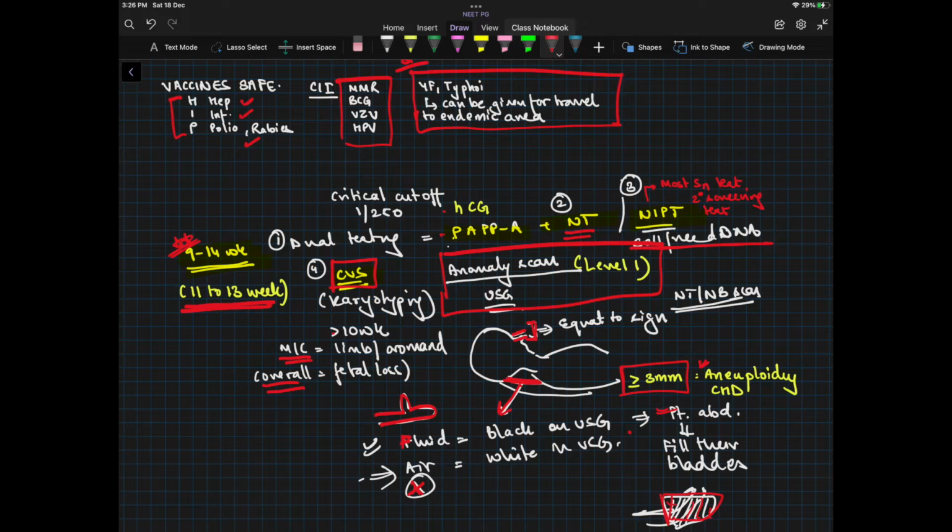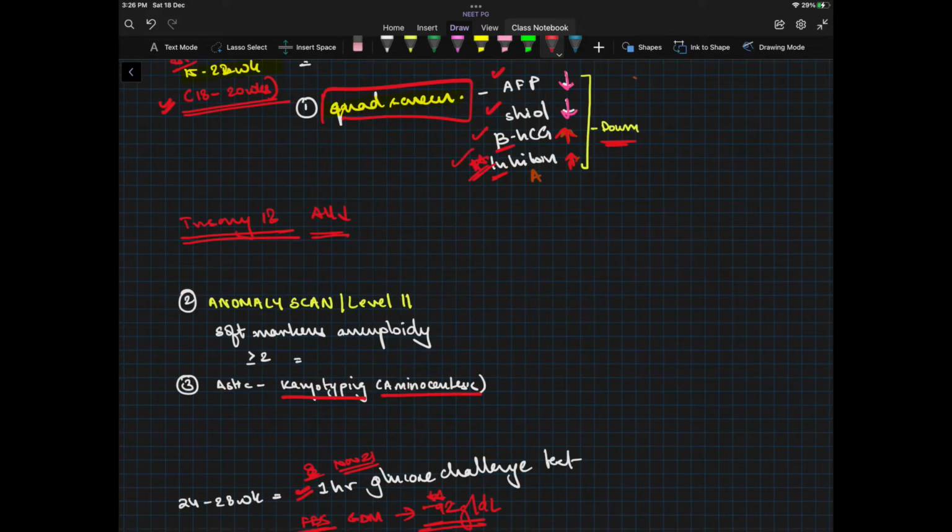Another thing that can be done in 10 weeks is the NIPT. It is the most sensitive secondary screening test, right? What is NIPT? It is the cell-free DNA. Then chorionic villi sampling is done for karyotyping. It should be done after 10 weeks, and the most common abnormality, if it is done before 10 weeks, is limb malformations, and overall it is the most common cause of fetal loss, right?